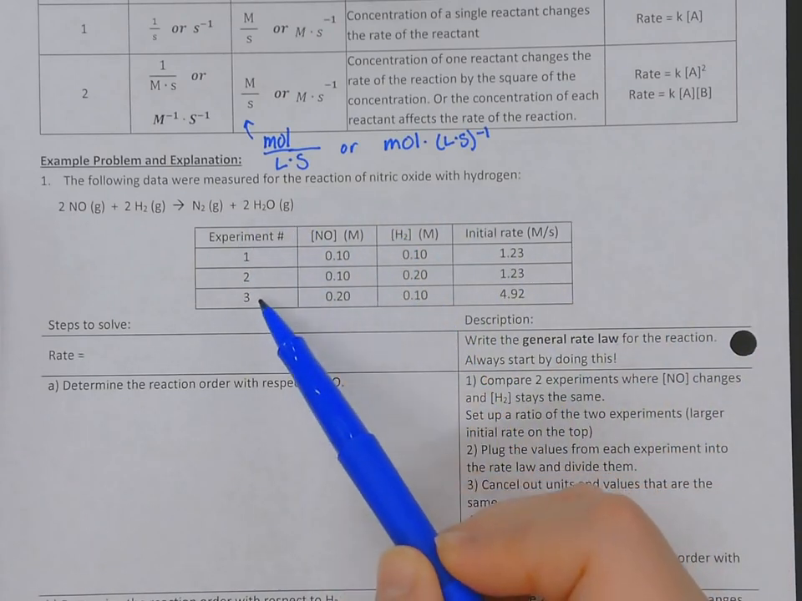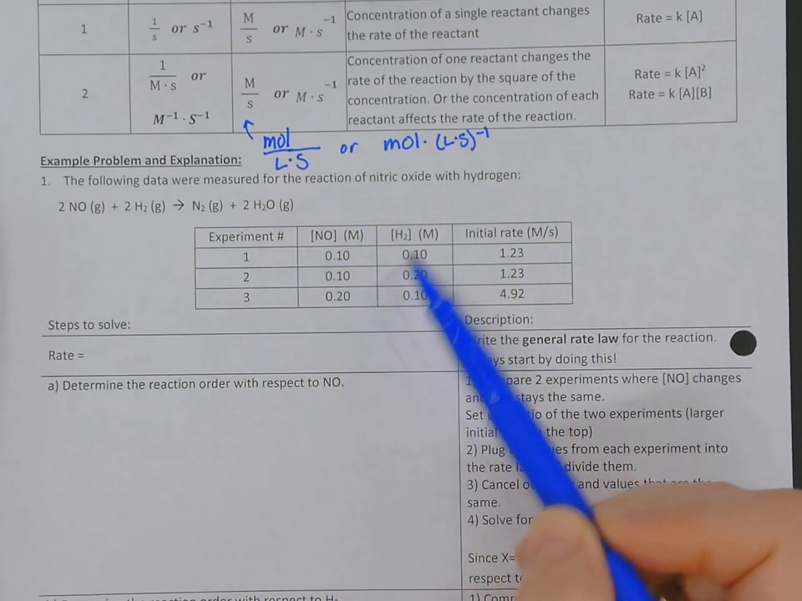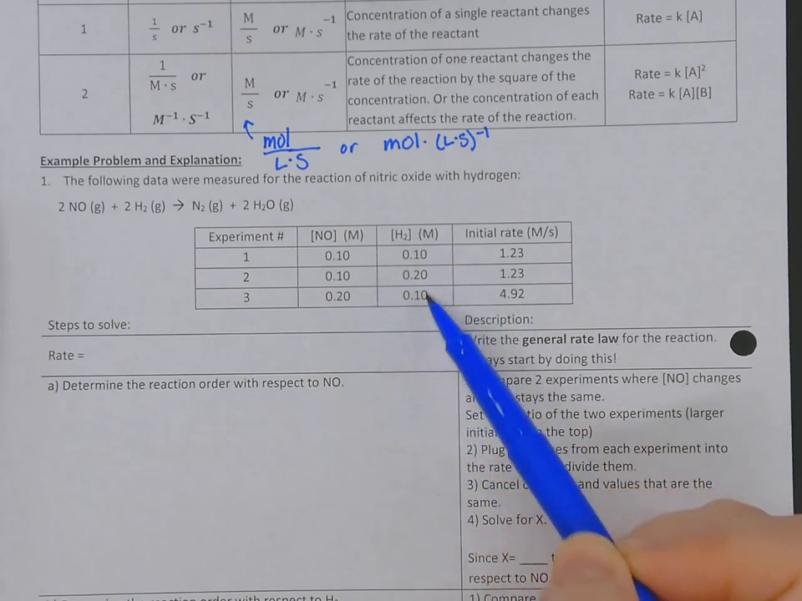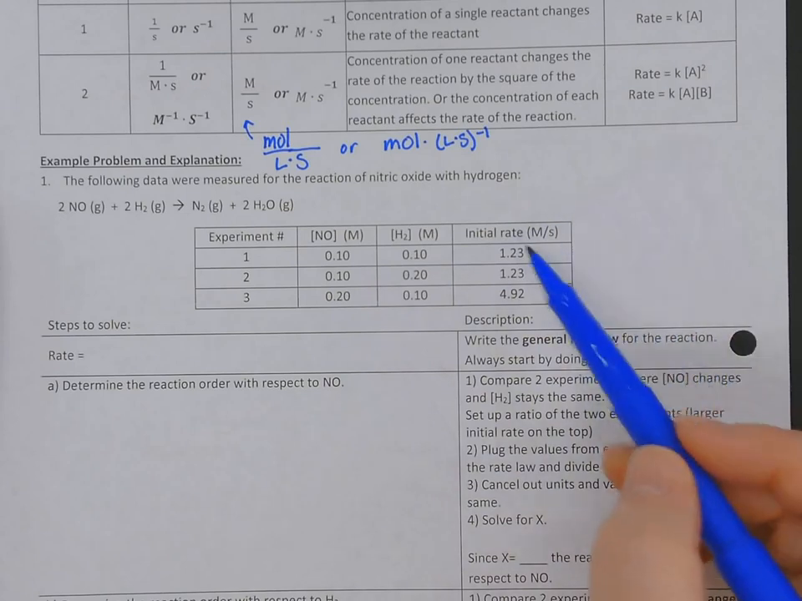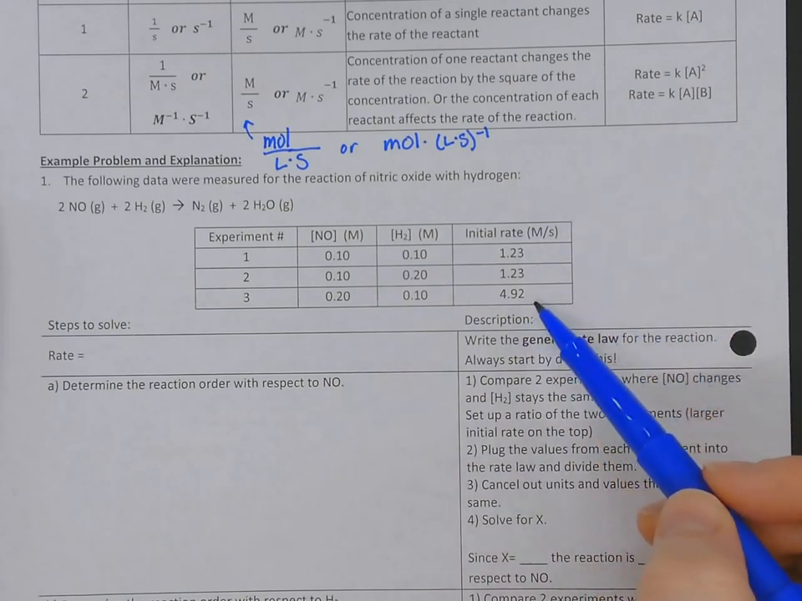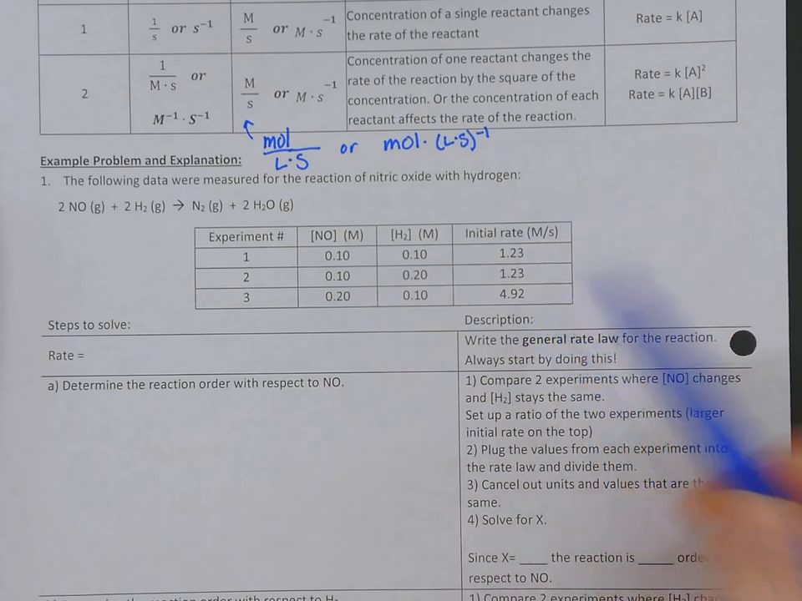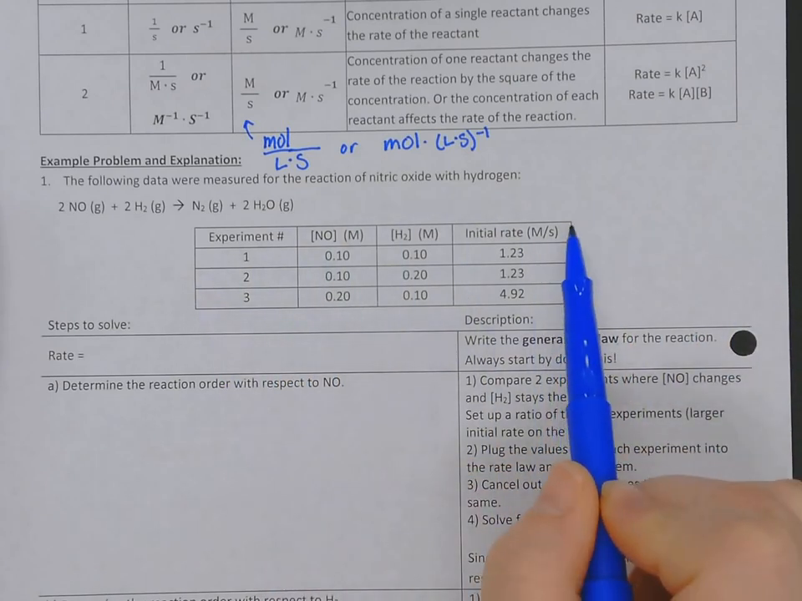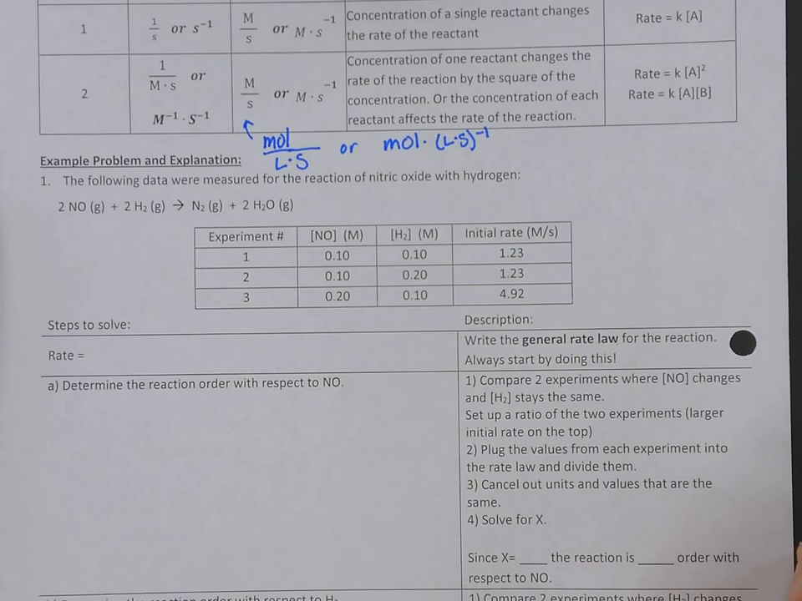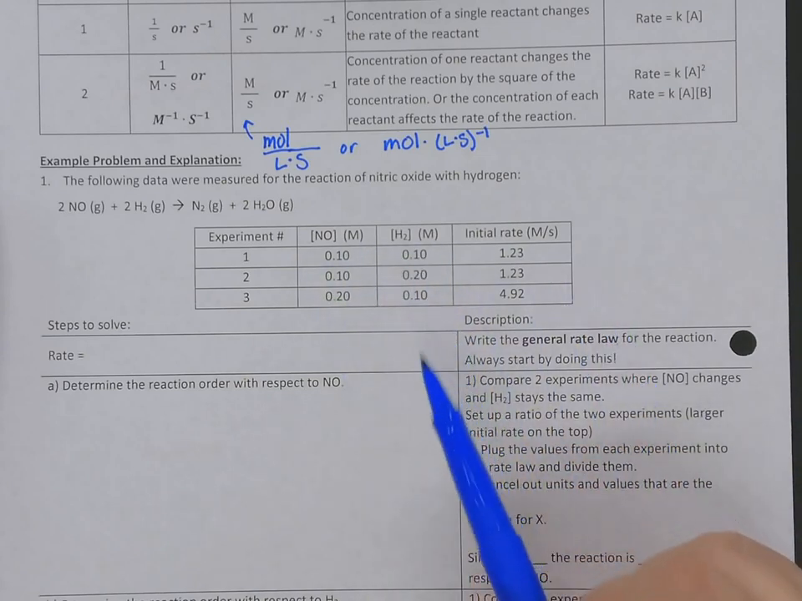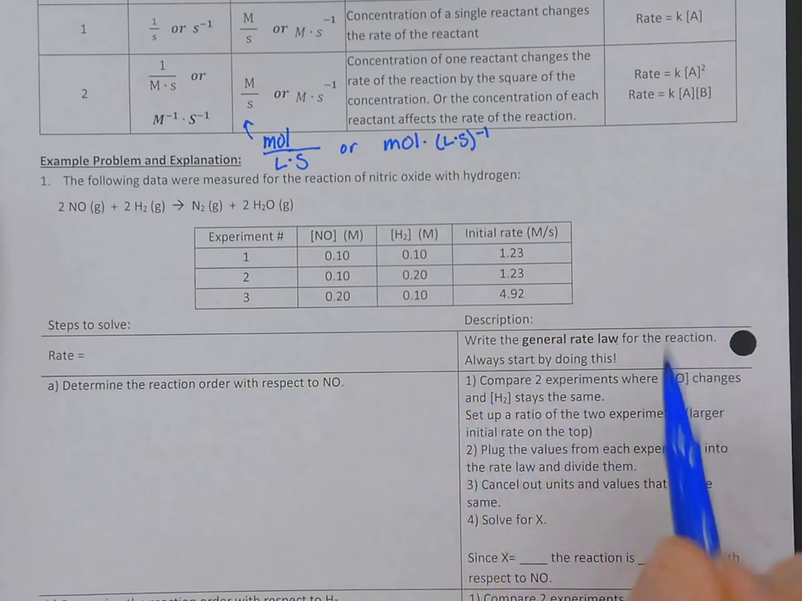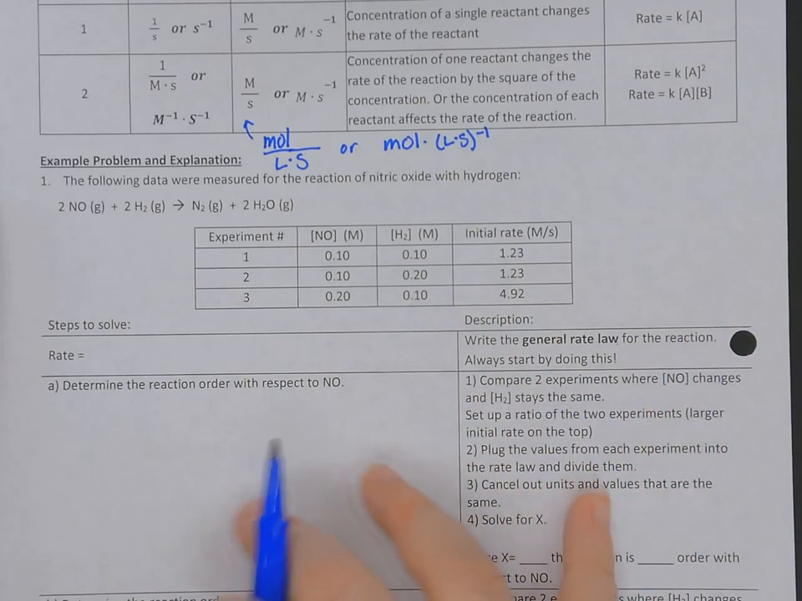We've done 3 experiments, and we can see that we've altered the concentrations of our nitric oxide and our hydrogen with each experiment, and we've measured the initial rate of the reaction, what the rate is to start. Now, you guys have practiced looking at data like this and finding the order for the reactants. We're going to take a look at another way we can do it, and I'm going to give you multiple options on how you can solve.